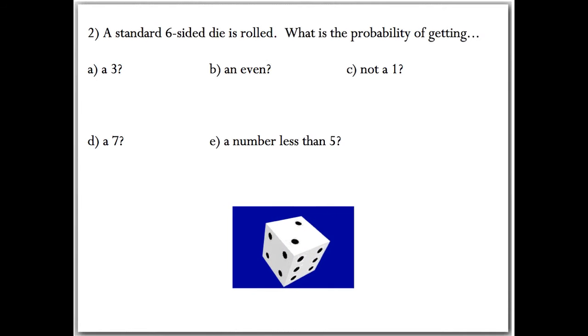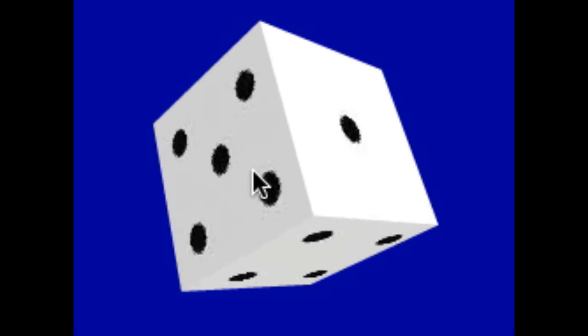Let's move on. In our next question, it says a standard six-sided die is rolled. So here we have a standard six-sided die, and it's a cube with the numbers 1 through 6 on it. So there's a 1, 2, 3, and 4, 5, and 6. Now the way it works is that the numbers opposite each other, well, there's a 1, and then the opposite side is going to be a 6, so they add up to 7.